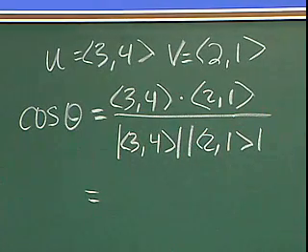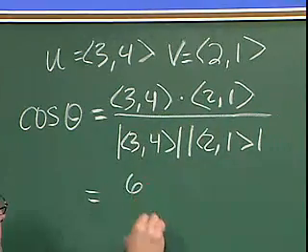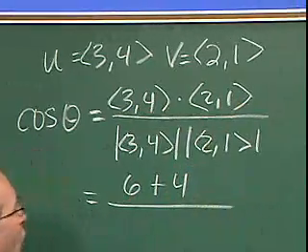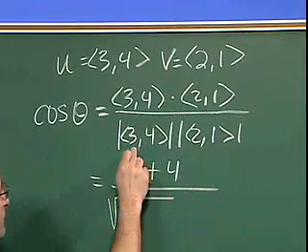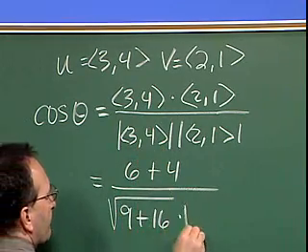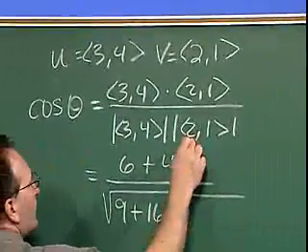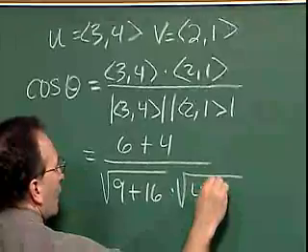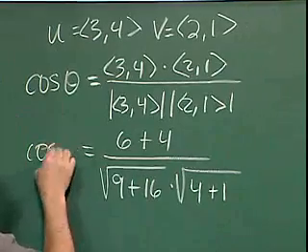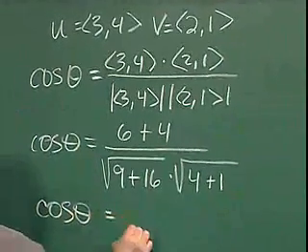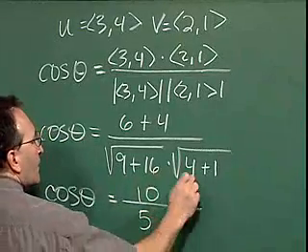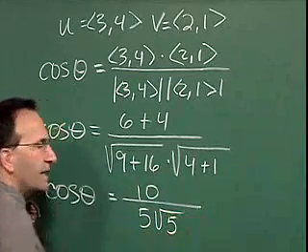So, for the dot product, we would have 3 times 2, which is 6, plus 4 times 1, which is 4, over the square root for the magnitude, 3 squared, 9, plus 4 squared, 16, times the magnitude of our vector v. 2 squared is 4, 1 squared is 1. So what we have is cosine theta is equal to 10 over the square root of 25, which is 5, times the square root of 5, we leave it as is.